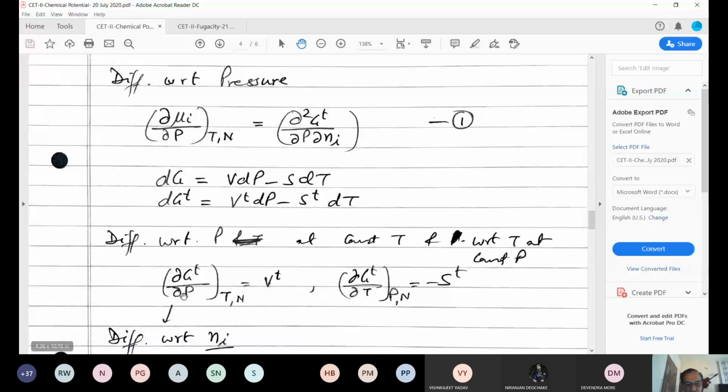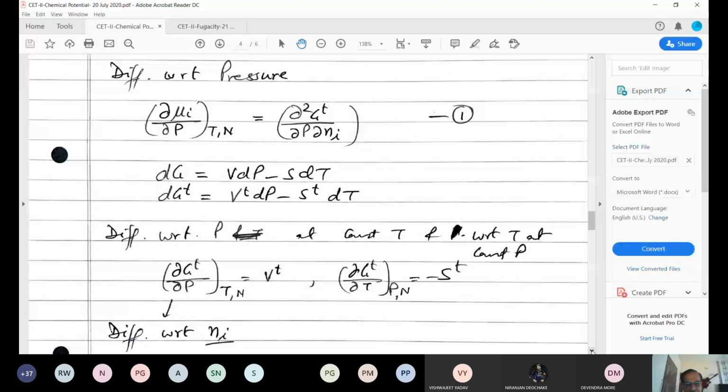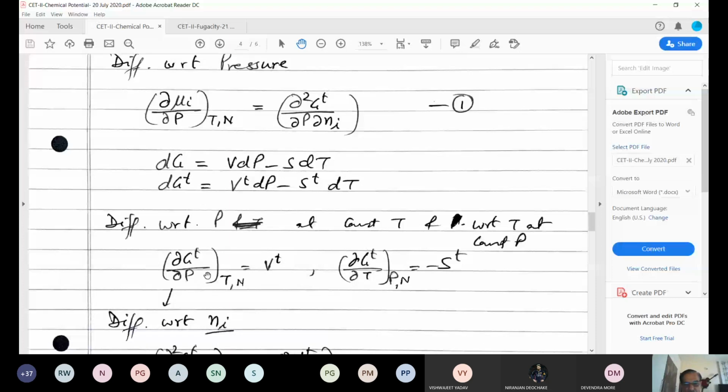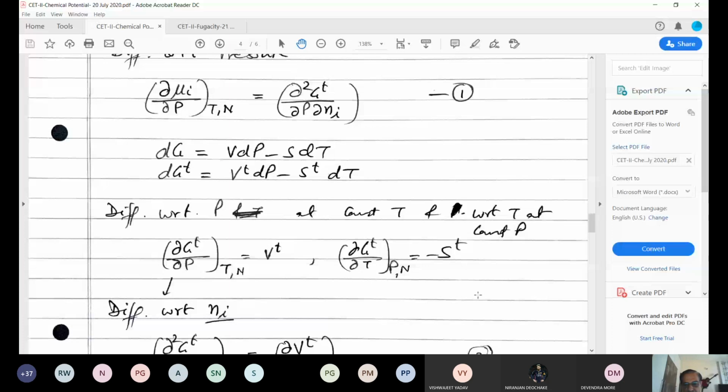If we take the derivative with respect to pressure at constant temperature and n, then at constant temperature dT is 0, so what we get is Vt. And if we take the derivative with respect to temperature at constant pressure, dP will be 0, so ∂Gt/∂T at constant pressure and n is minus St. Is this okay? Is this clear? How did we get this derivative? If you have a question or doubt, ask immediately. Don't hesitate. You can ask any number of times. That's not a problem.